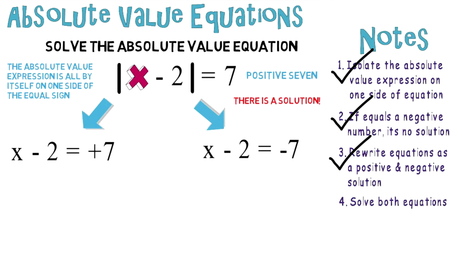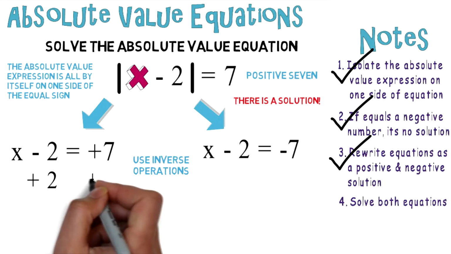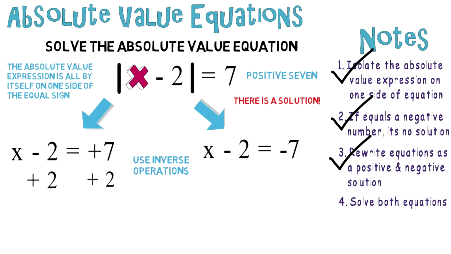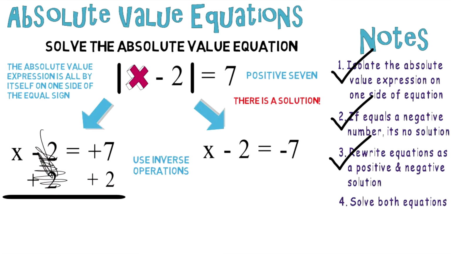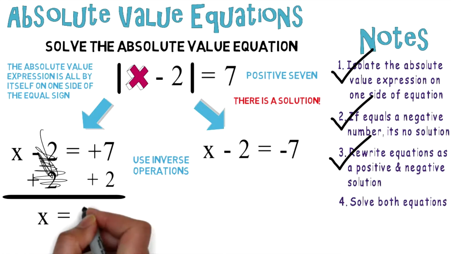Solve both equations. So, to do that, we'll use inverse operations. For example, with the first equation, we'll add 2 to both sides. Then you have a negative 2 and positive 2 cancel each other out. And you're left with x equals 9.